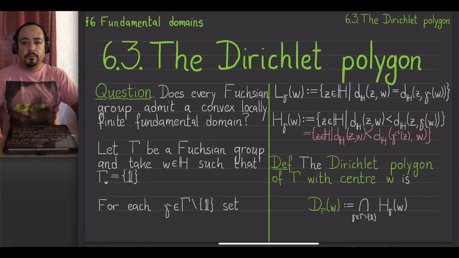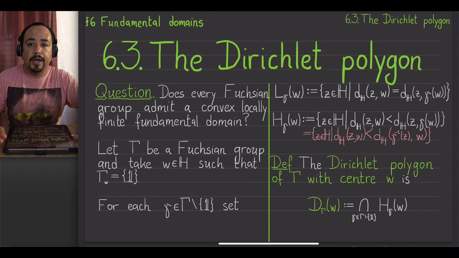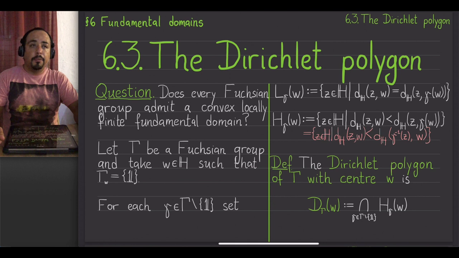Welcome to today's class. Today we are going to define the Dirichlet polygon of a Fuchsian group with respect to any point in H with a trivial stabilizer in gamma. And we are going to prove that it is a hyperbolically convex, locally finite fundamental domain for our Fuchsian group.